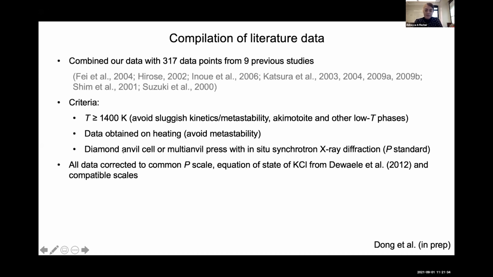We used data from both diamond anvil cell and multi-anvil press, but it all had to have in situ synchrotron X-ray diffraction so that there was an in situ X-ray pressure standard. And we did that so that we could then correct all of these data to a common pressure scale. We used the equation of state of KCl from Dewaele et al. 2012. And for experiments with different pressure standards, we used other equations of state that have been cross-correlated against this Dewaele et al. equation. So they should all be self-consistent at this point.